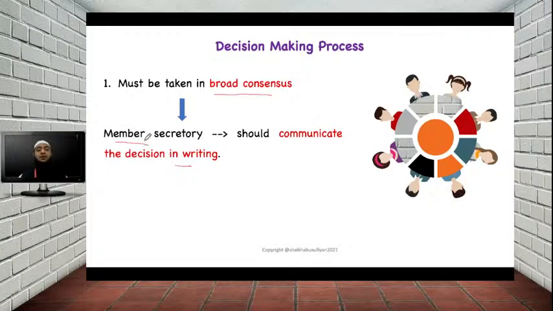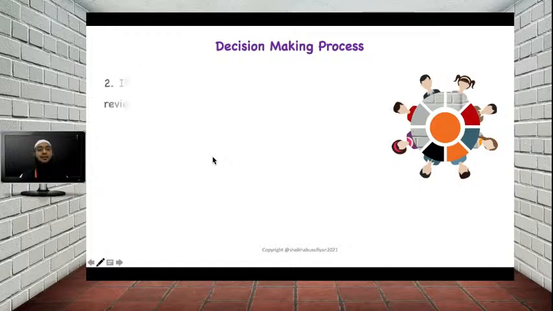One of the members of the ethical committee is the member secretary. The member secretary is responsible for the official coordination part of the ethical committee. Once the recommendation and decision are made by the chairperson, the member secretary will communicate the decision in writing to the sponsor as well as the investigator. So this is about the decision making and its communication in writing to the sponsor and the investigator.